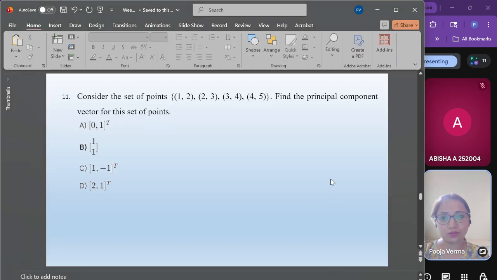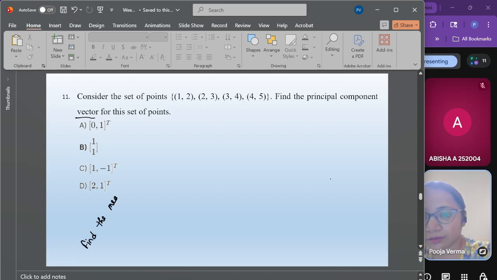Okay, so let's solve it quickly. To find the principal component, we first need to find the mean for x and the mean for y as well. Then we have to make a covariance matrix and find the eigenvalues and eigenvectors. They are asking for the principal component vector. So let's first find the mean of the given points.